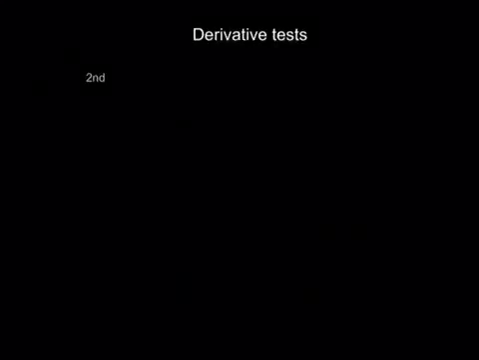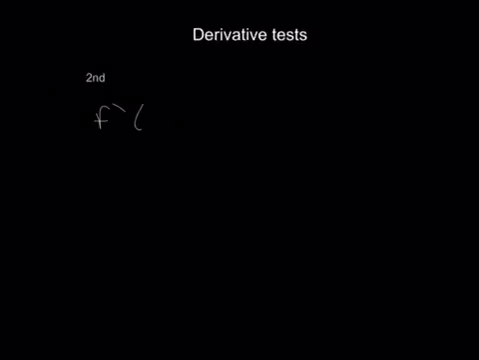The second derivative test is a bit easier, because as we already have a, we will put already f prime of x equals a. We only substitute this a into f double prime. We have to get f double prime a, and that will give us a number.